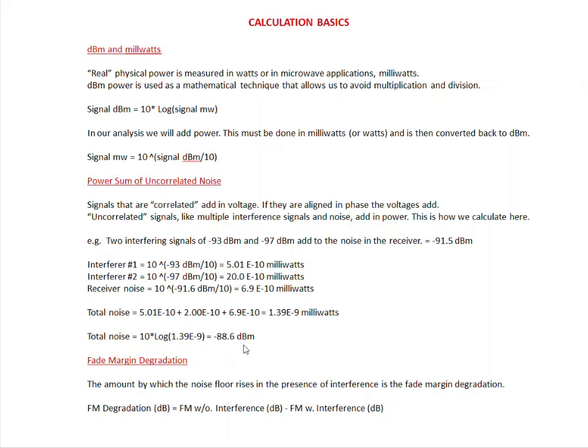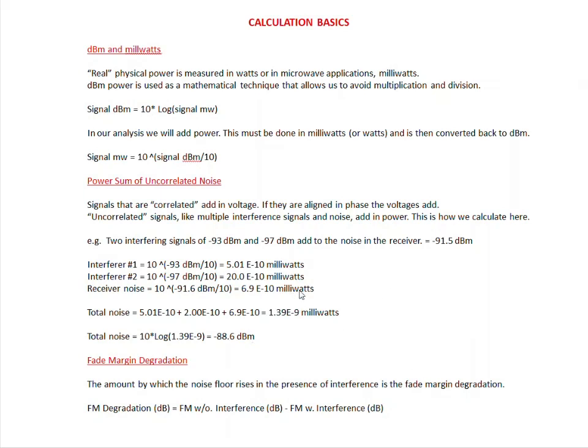So the ultimate result in this particular example is that the noise in the receiver originally was minus 91.6. We added in a couple of interferers, and the total composite noise in the receiver has risen to minus 88.6. So we've significantly added to the noise, which has raised the thresholds in the receiver, and that's squeezed the fade margin. And the amount that it squeezed is the difference between the original noise and the new composite noise.